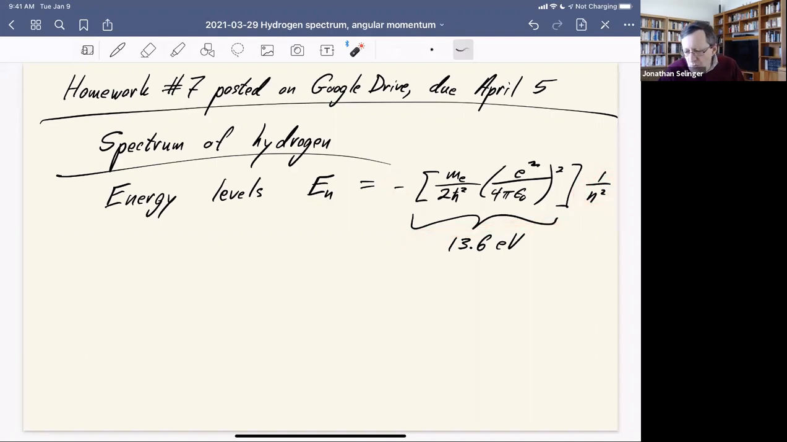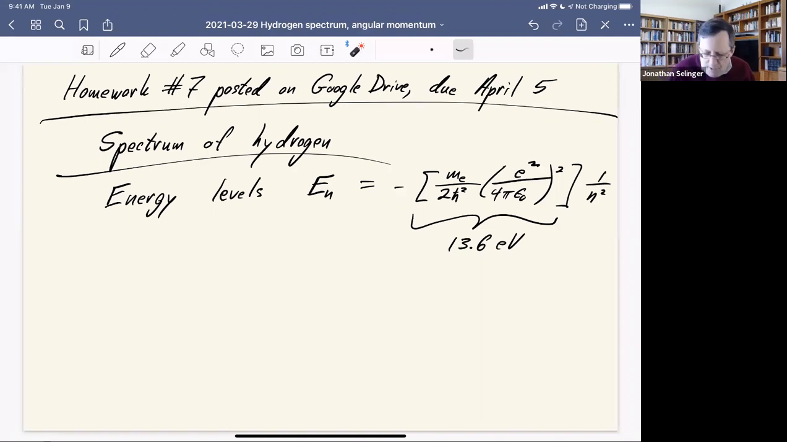Okay? So when n equals 1, that's a low negative energy, negative 13.6. When n gets large, then we're dividing by n squared, and this is a number that gets close to 0. So it's a higher energy, close to 0. So that I showed you last week.